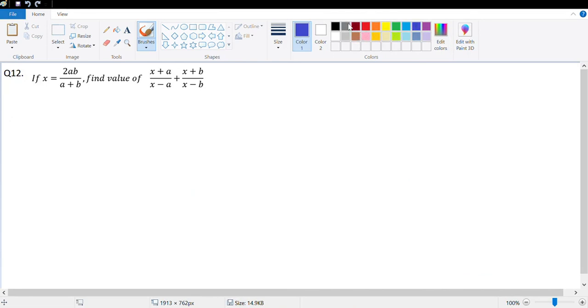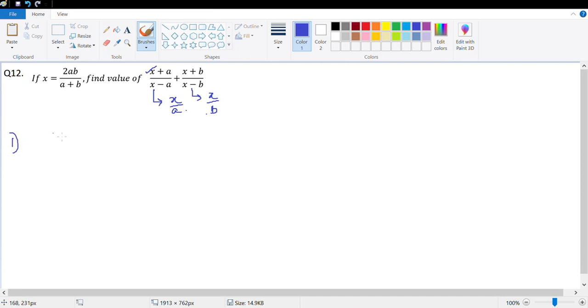Okay, next question. That's question number 12. It says if x is equal to 2ab upon a plus b, find the value of x plus a upon x minus a, plus x plus b upon x minus b. I notice that if I have the value of x upon a and I apply componendo and dividendo on it, I will get this term. And if I have the value of x upon b, if I apply componendo and dividendo on it, I'll get the second term, which means I need to figure out x upon a and x upon b.